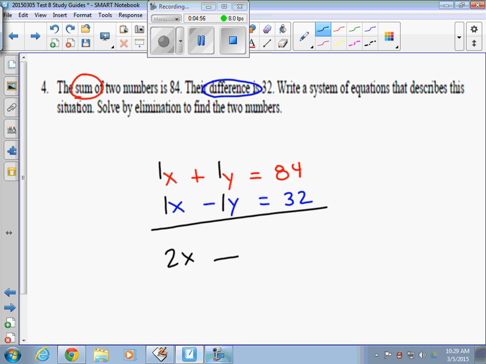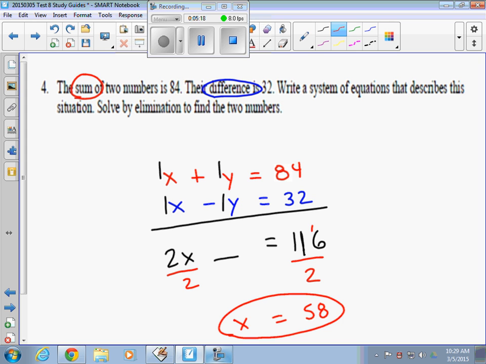That part eliminates when you combine 84 and 32. When you combine 4 and 2, you get 6. 8 and 3, you're going to get 11. So you have an equation that says 2x is equal to 116. Divide by 2 on both sides. You know that the number 2 goes into 11 5 times, and it goes into 16 8 times. So x's value is 58. So one of the numbers is 58.